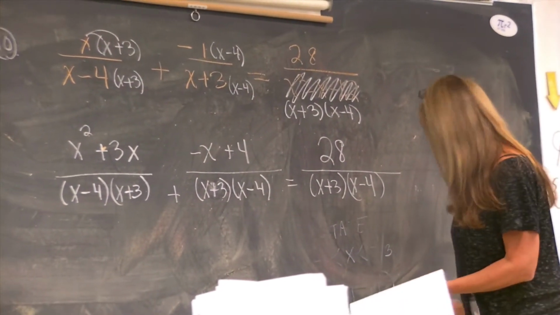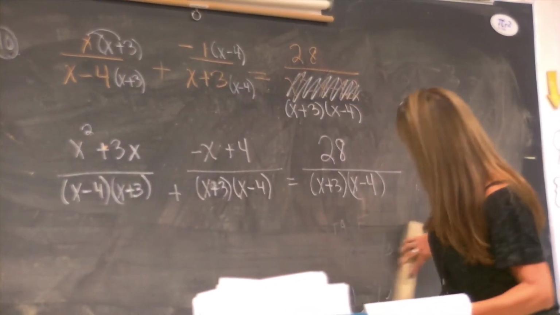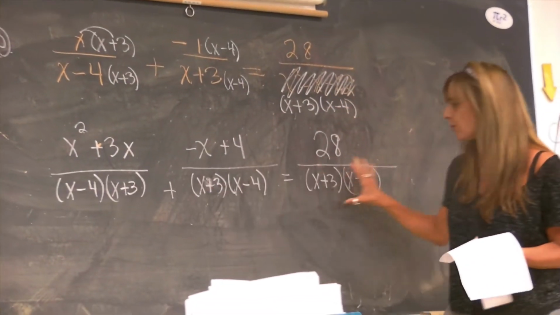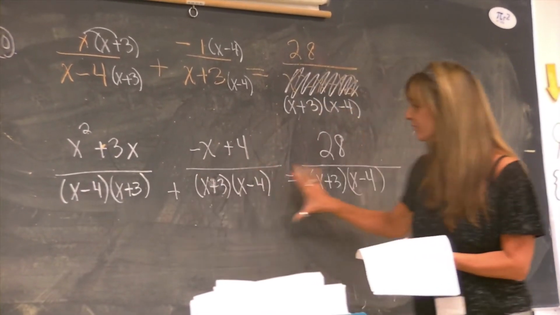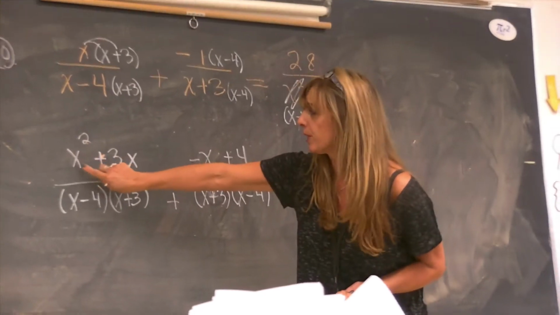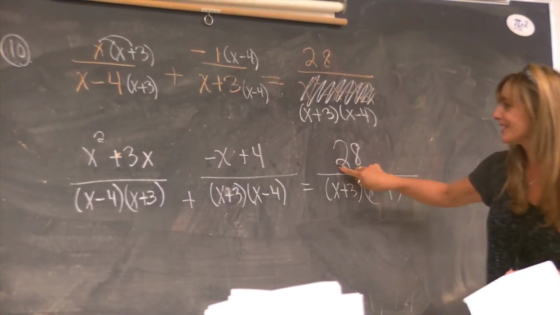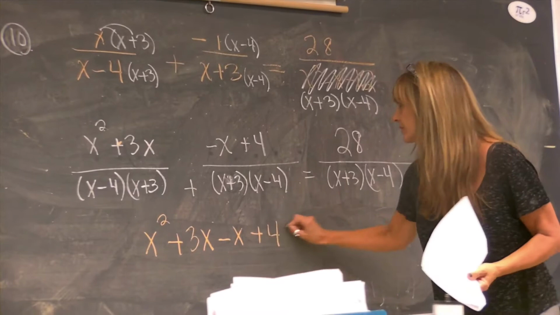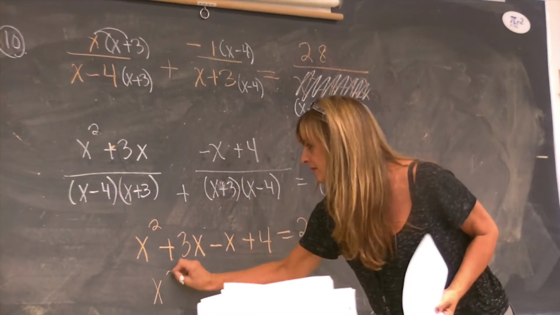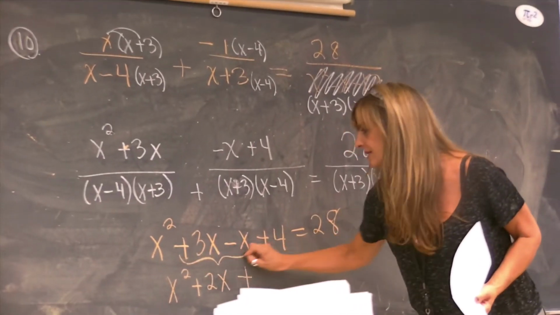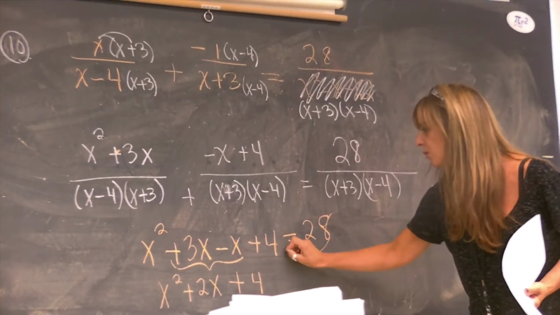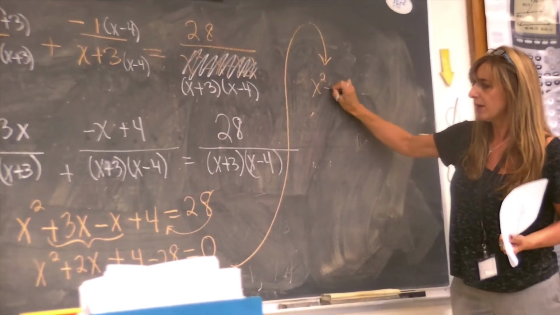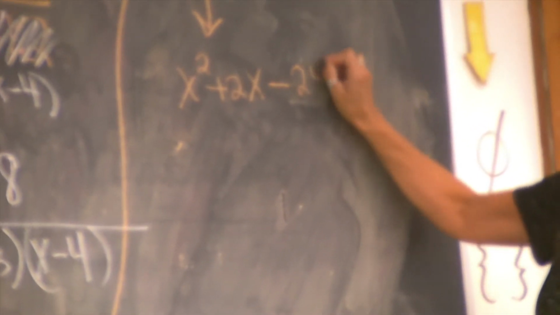The whole denominator can be just disregarded. Because I'm not adding these fractions. These fractions were already added up. What I'm trying to do is solve for x. So I can disregard the whole denominator and just look at the numerators. x squared plus 3x minus x plus 4 is supposed to equal 28. And that's how I'm going to solve for x. I combine like terms. The 3x and the minus x become 2x. I bring the 28 onto the other side. I clean this all up. And I'm left with x squared plus 2x minus 24 equals 0.